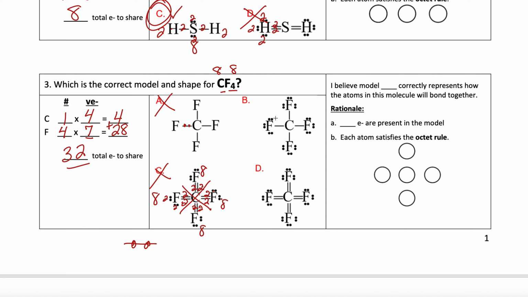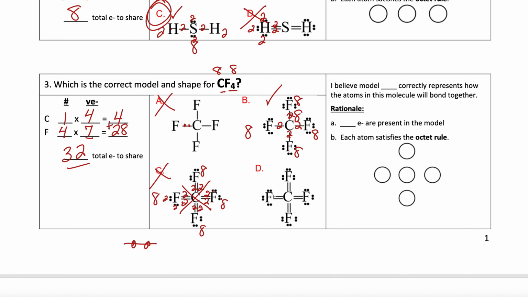B, we've got fluorine, 2, 2, 2 plus 2 in the bond. That's 8. This fluorine's the same thing. 6 unshared, 2 shared. 6 plus the 2, 8. This fluorine looks good. 8. This fluorine looks good. 8. All my fluorines look great. Now let's look at the carbon in the center. It's got 2 in this bond, 2 in this bond, 2 in this bond, and 2 in this bond. 2, 4, 6, 8. Carbon looks great. So everybody is good. This could be a possibility.